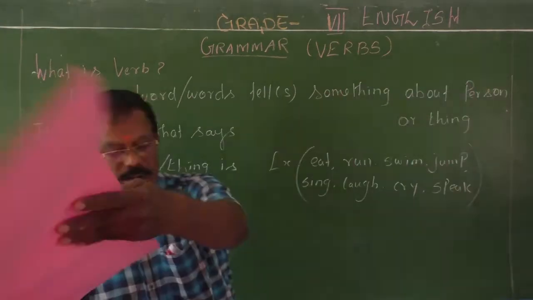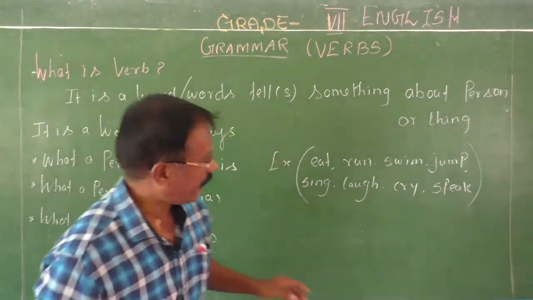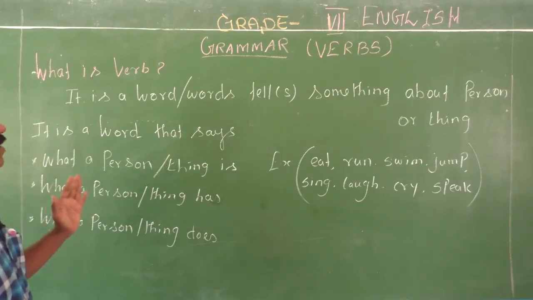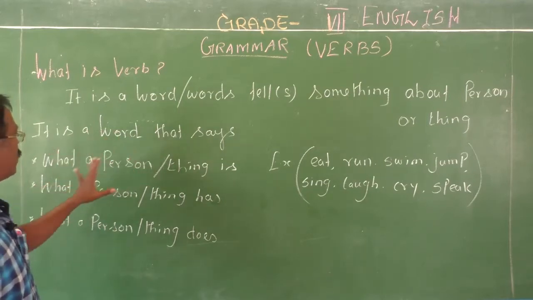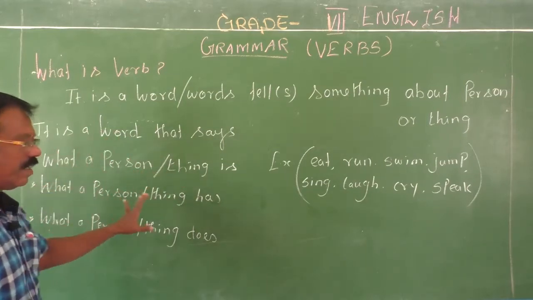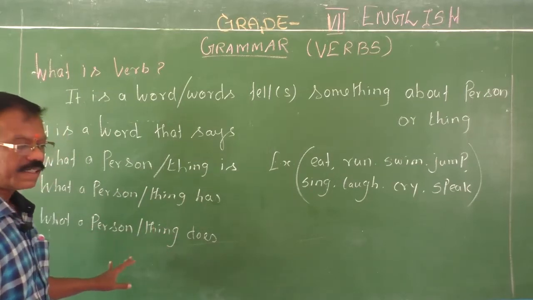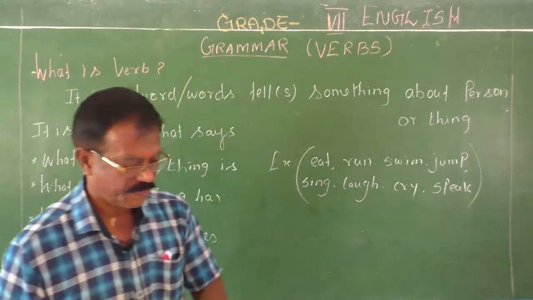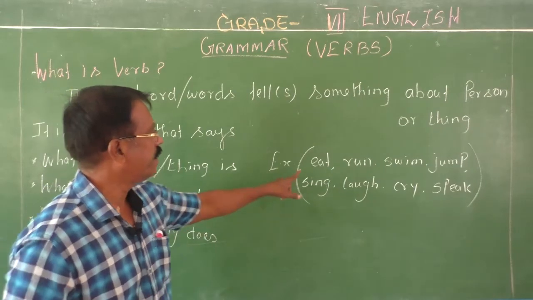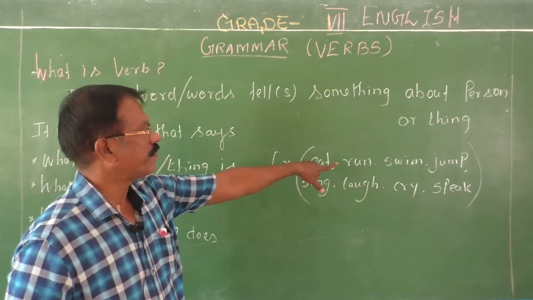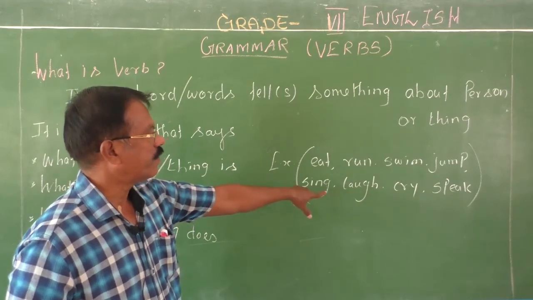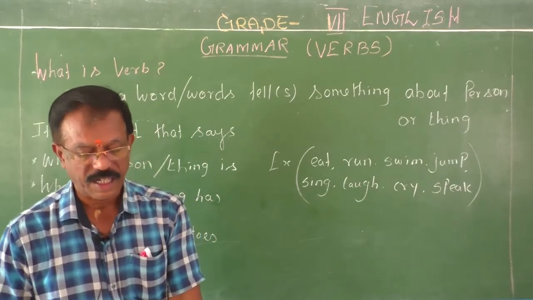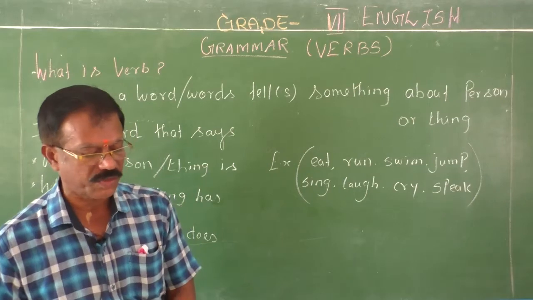Okay, children. So with the help of all these picture charts, you can understand clearly what verbs are, what the functions of a verb are. A verb is a word that says what a person or thing is, what a person or thing has, what a person or thing does. Now see, I have given you some examples for verbs. Go through all these examples clearly. Eat, run, swim, jump, sing, laugh, cry and speak. So a few examples only I have given. You can collect a lot of pictures and you can describe those pictures with the help of verbs.